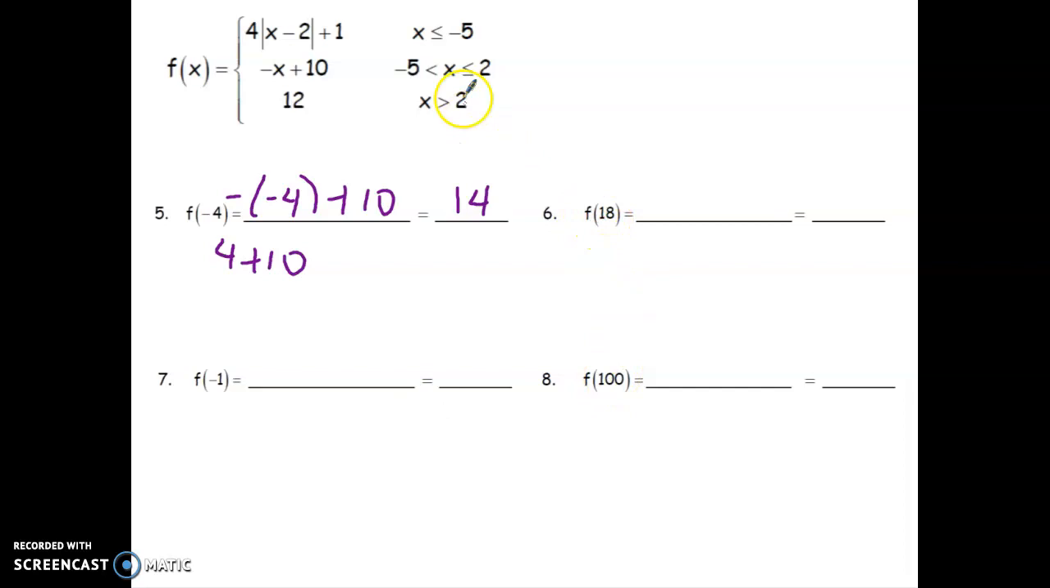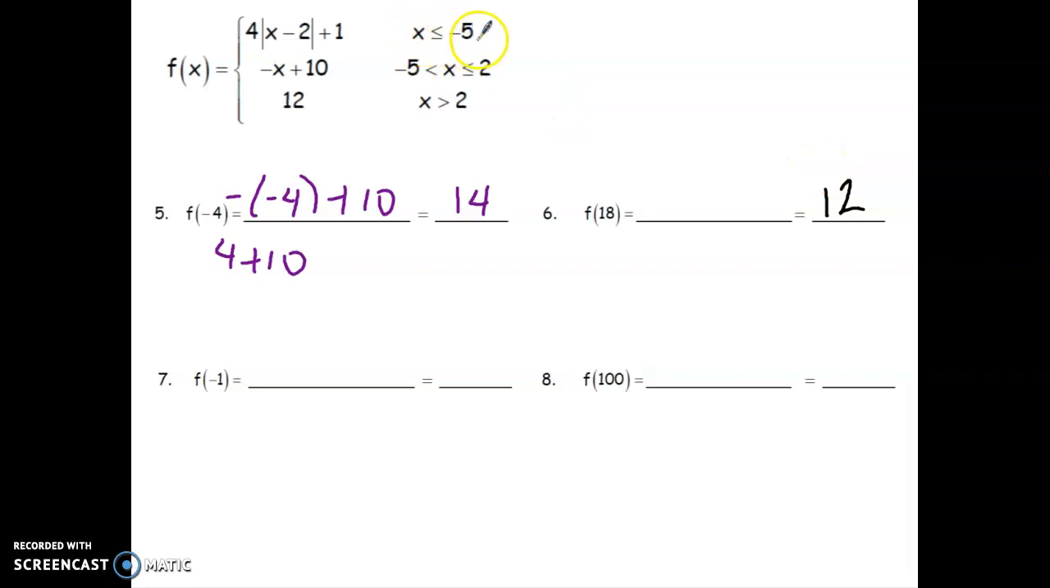Okay, how about 18? Where does 18 fall? Is it in the top one, in the middle one, or in the bottom one? Well, 18 is bigger than 2, so it's in the bottom one. Okay, so remember, this is the one that just has 12. It doesn't have an x to substitute into, so the y value is just going to be 12. That's our horizontal line where y is 12.